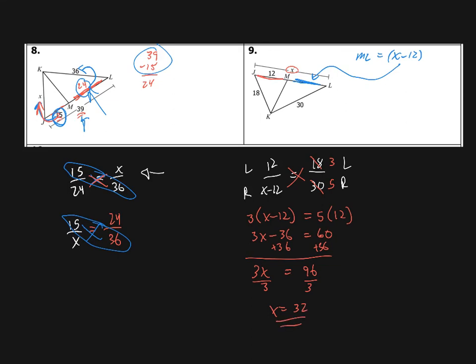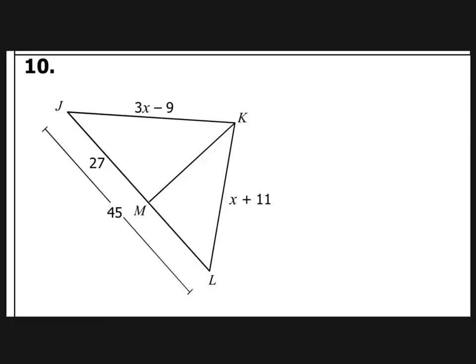And had you not done the little reduction technique up here and you used the 18 and 30, it's okay. You still would have arrived at x equals 32. All right, let's move on to our last example. Okay, we made the last one nice and big. Again, we need this length right here, and that's going to be 45 minus 27. Gives us an 18. So that's 18.